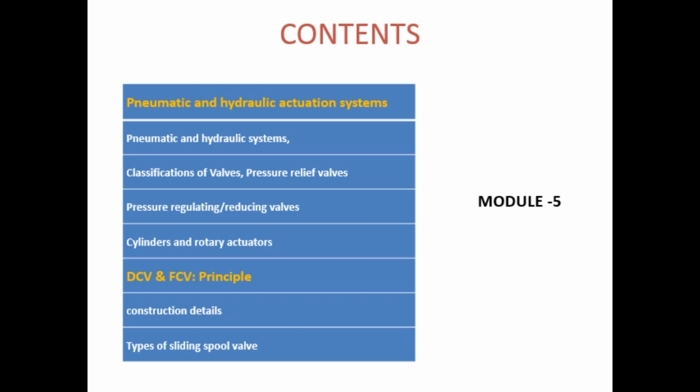And then we will talk about the actuators used in hydraulic or pneumatic systems, which are cylinders and rotary actuators. Moving on further, we will be talking about the most important component of a hydraulic or pneumatic system, which is called DCV and FCV. DCV means direction control valve and FCV means flow control valve. So what are the different DCVs? How to understand a DCV by looking at the circuit symbol, and how is the construction of DCV and FCV, and the inside working mechanism of the DCV and FCV is what we are going to discuss in the principle of DCV and FCV.